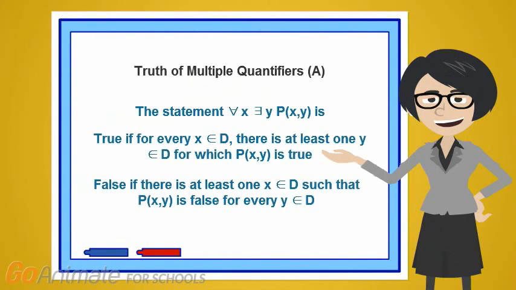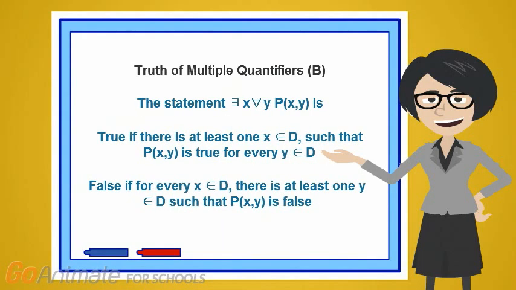The statement using multiple quantifiers can be true or false depending on the values of x and y. The statement is true if for every x in D, there is at least one y in D for which P(x, y) is true. False if there is at least one x in D such that P(x, y) is false for every y in D. Let's look at another example.